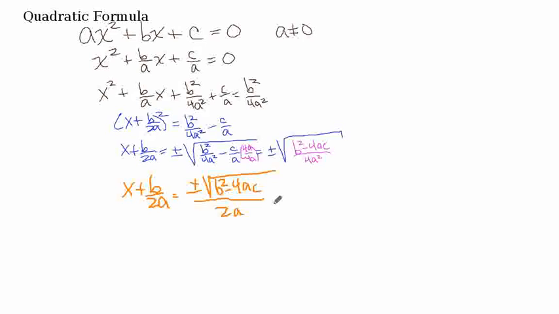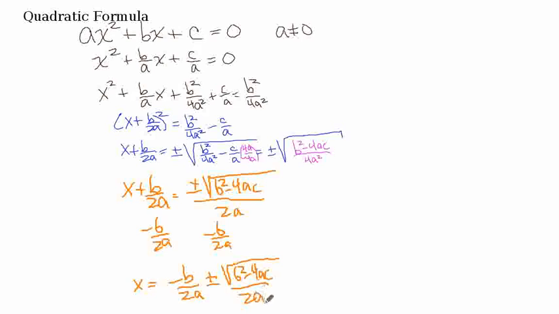Okay, and that's nice because the two fractions have the same denominator. So let me subtract b over 2a from both sides. So I'm going to get x is negative b over 2a plus or minus the square root of b squared minus 4ac over 2a. And I can combine those, make them a single fraction. Negative b plus or minus the square root of b squared minus 4ac all over 2a. And there you have it. That's the famous quadratic formula.